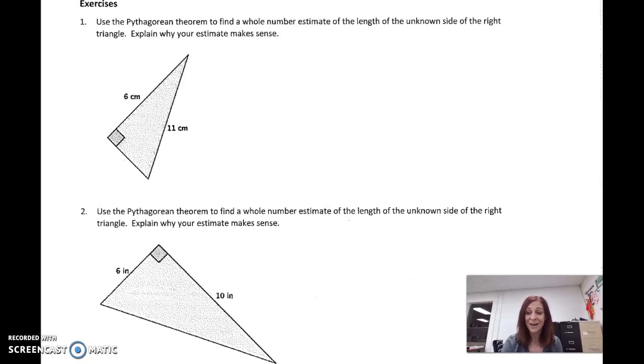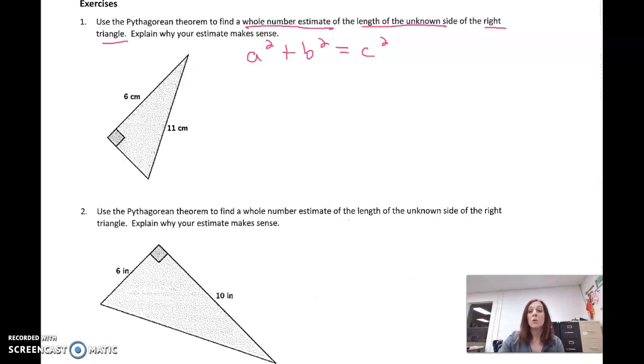So again, in lesson 1 in module 7, we're focusing on the Pythagorean theorem and then what to do when we get that answer, that c squared or b squared a squared answer. Okay, so this one says use the Pythagorean theorem to find a whole number estimate, and that's actually what we were doing in the last video. Okay, length unknown side, right triangle. I see unknown side, right triangle. I'm thinking Pythagorean theorem. Okay, and I'm not really going to explain why my estimate makes sense, but we're going to kind of talk through it.